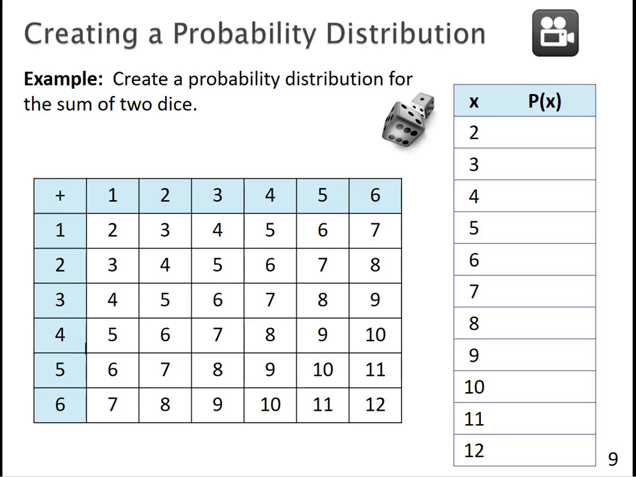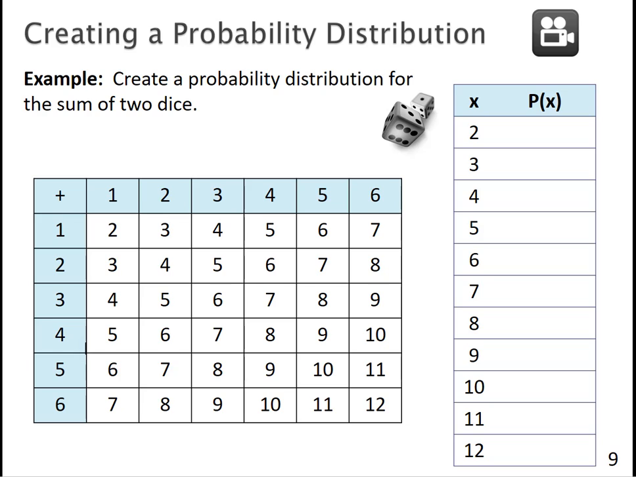Hi class, in this video we are going to create a probability distribution for the sum of two dice rolls. So you'll notice first off that we have two tables here. The table in the middle is already filled out for us, and this table is representing the sample space for the sum of two dice rolls. This is a table you probably are already familiar with, and we're going to use that table to fill out the chart on the right, which represents our probability distribution.